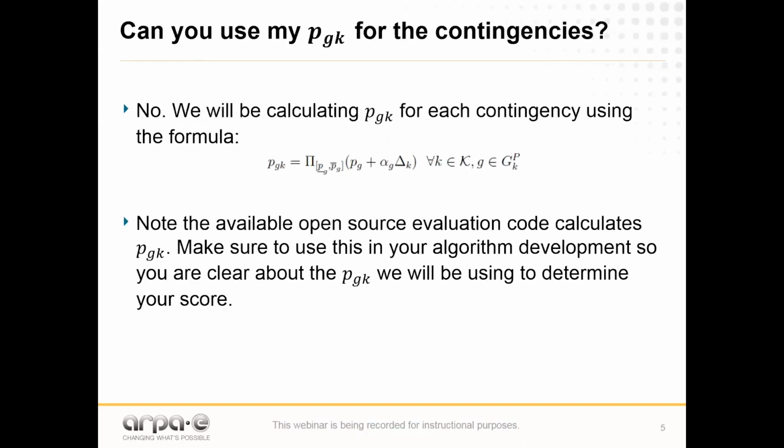Can you use my PGK for the contingencies? No. As of right now, we're taking this projection formula as shown here. We will be calculating PGK relative to your base case PG outcome and this participation factor alpha G times a floating free variable delta K to produce your PGK. If PG plus alpha G delta K exceeds one of the bounds, you get the bound. If it doesn't, then you're following exactly your participation factor and PGK should equal it. Again, this is a representation of the complementarity conditions inside the software, in the formulation.